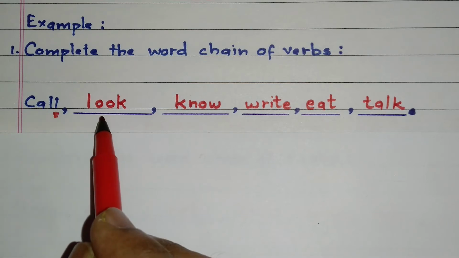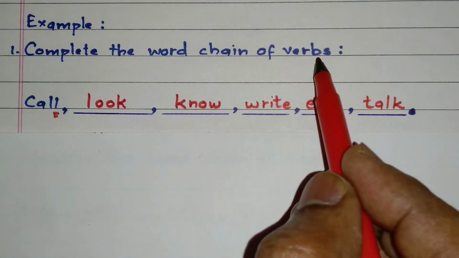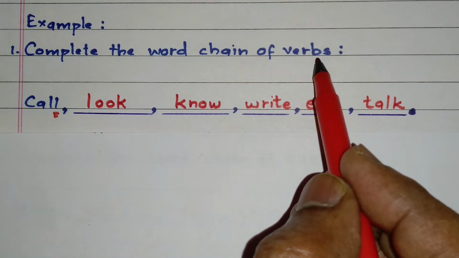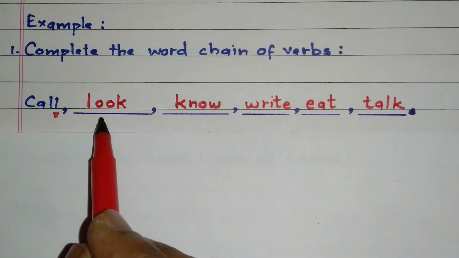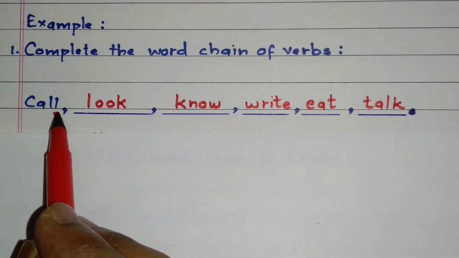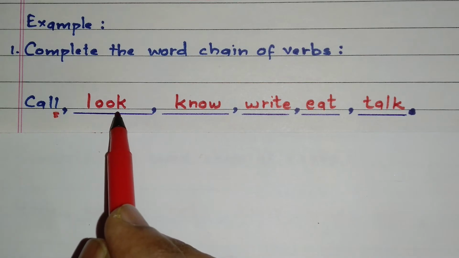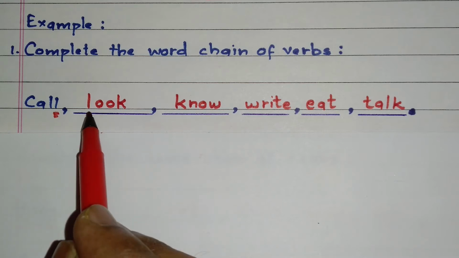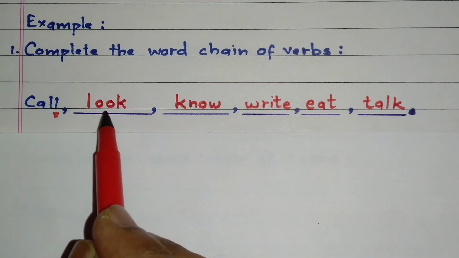So you have to write the next verb. Remember, it's a word chain of verbs that you have to make. So the next verb that you have to write should start with L. So we will write look. You can write any other verb starting with the letter L. It can be learn, listen.